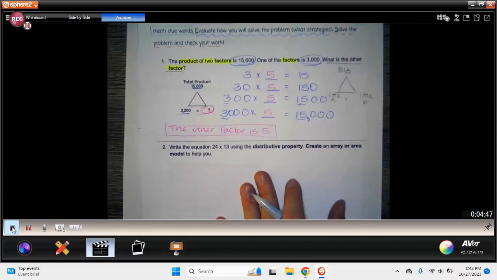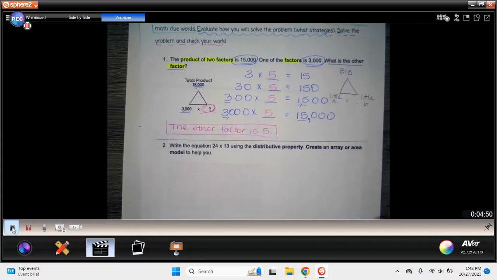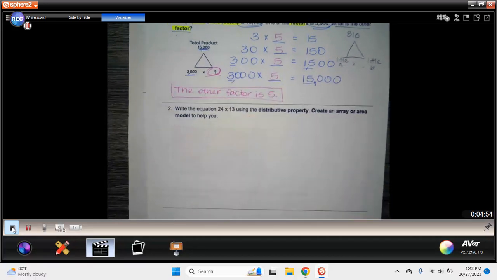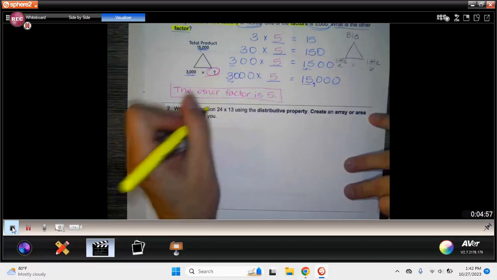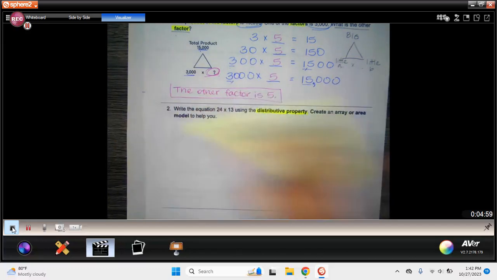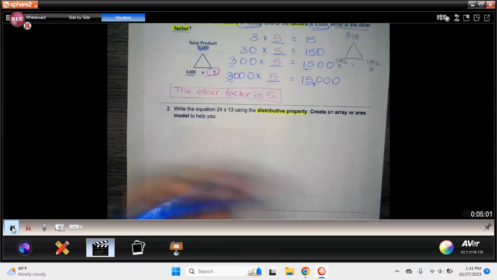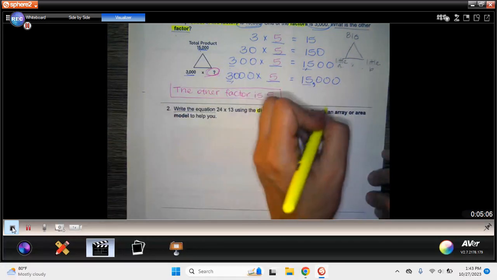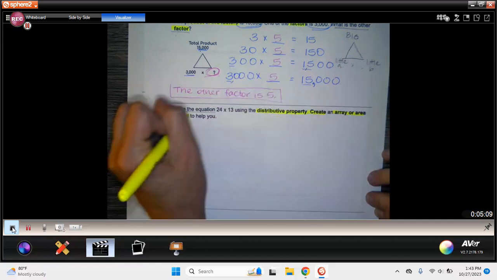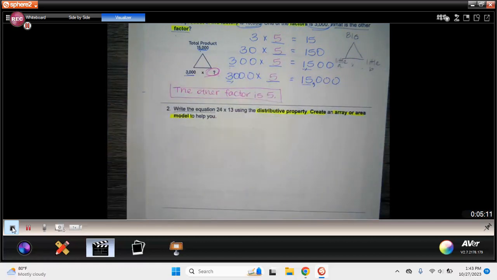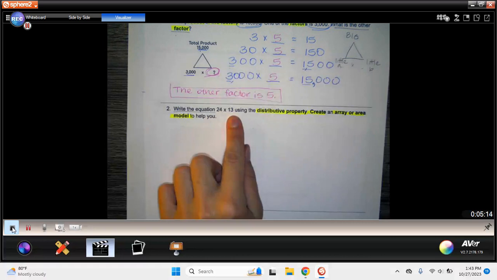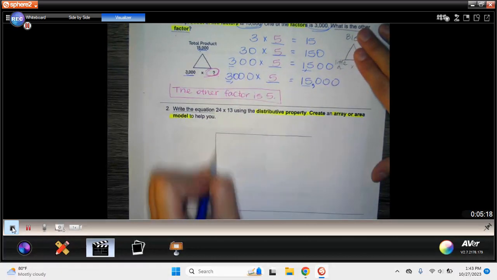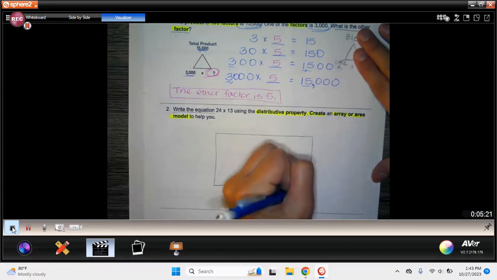The next question is, write an equation for 24 times 13 using the distributive property. So we're writing an equation for the distributive property. Create an array or an area model to help you. So I know that 24 times 13, I'm going to do this array or area model so I can see how to break this up according to place value.